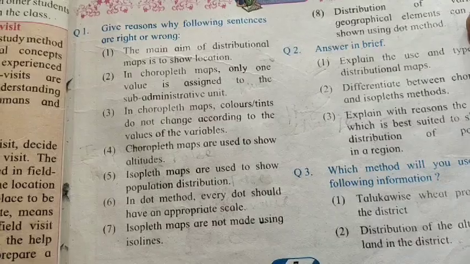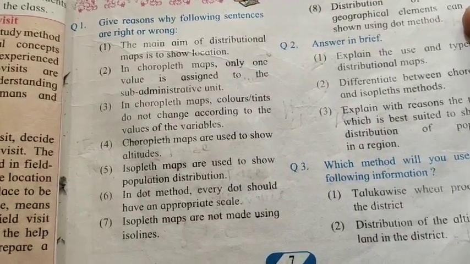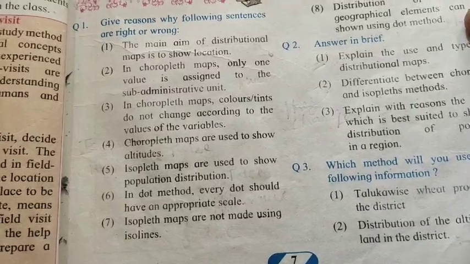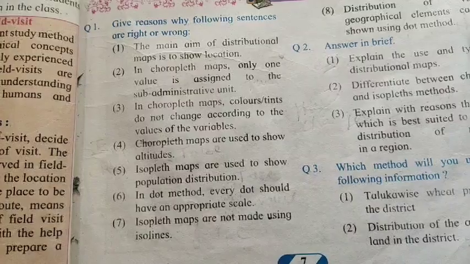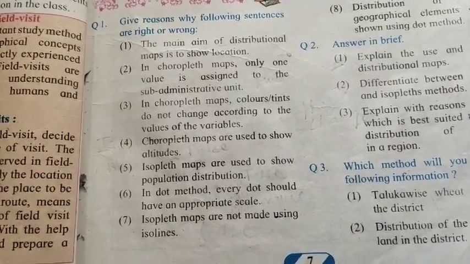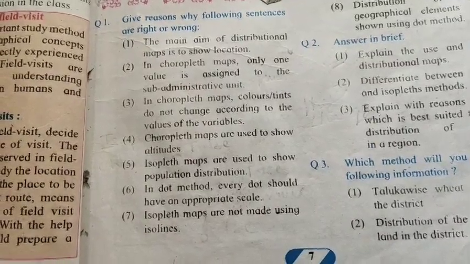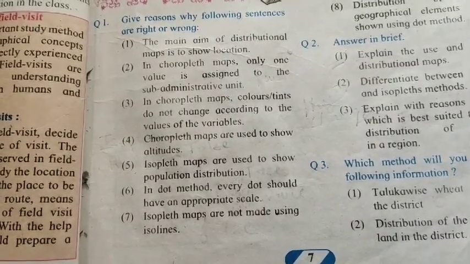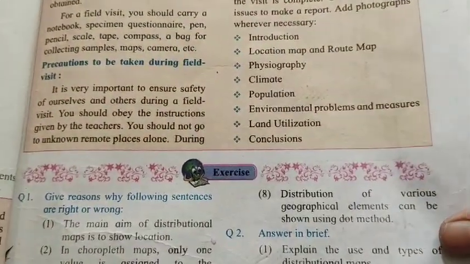Seventh one. Isopleth maps are not made using isolines. So the answer is, it is again wrong. Isopleth maps are made using isolines to show varying, I'll spell, varying difference in a variable given. Fine. Now the next one.